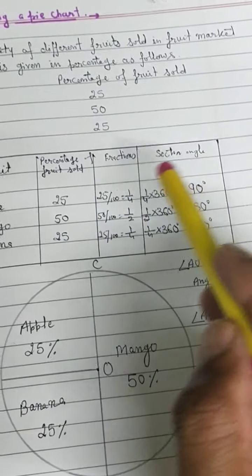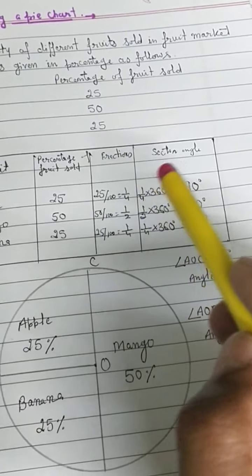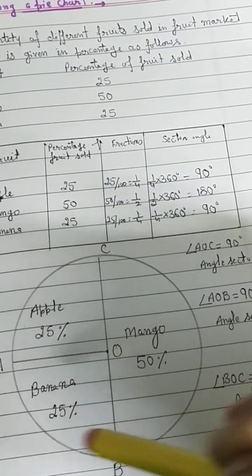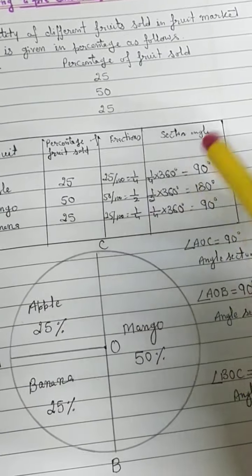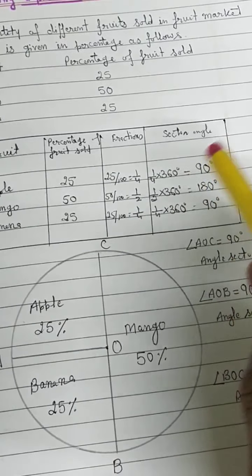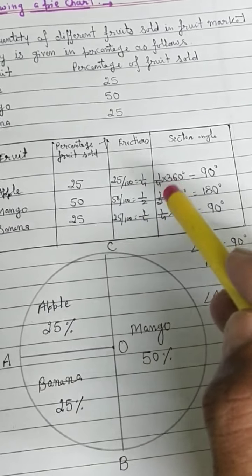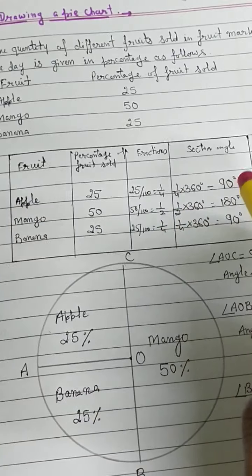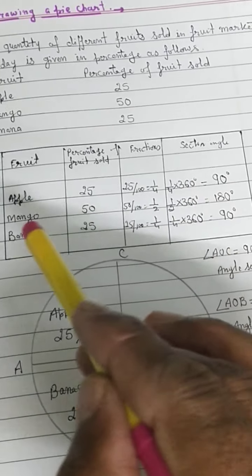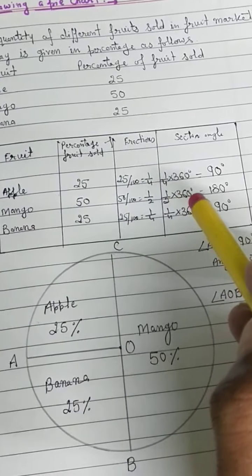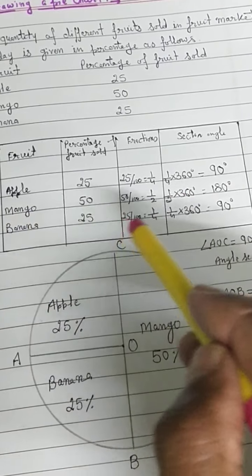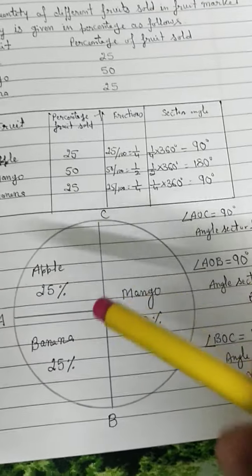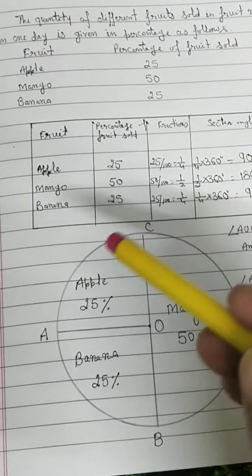And sector angle. In sector angle we multiply the fraction by 360, because in a circle the measure of the complete circle is equal to 360. That is why in sector angle we multiply each fraction by 360. 1 upon 4 into 360 is 90. It means the angle sector for apple is 90. The angle sector for mango is 1 upon 2 into 360, 180. And the angle sector for bananas is 1 upon 4 into 360, 90. In this way, after that we can draw a pie chart.